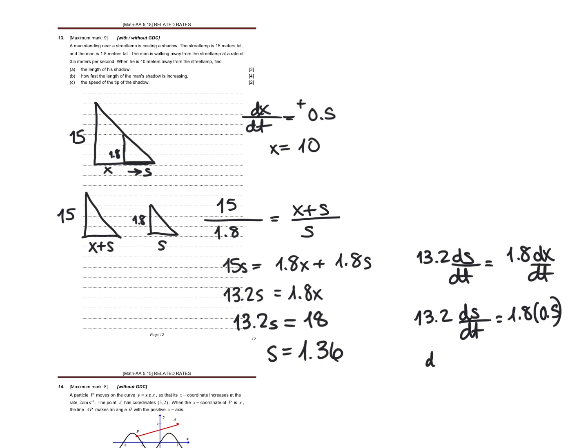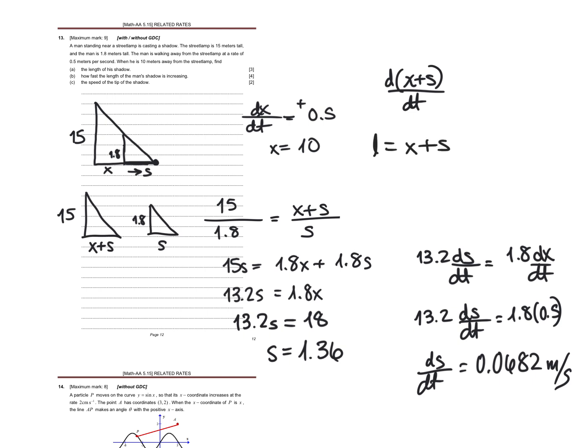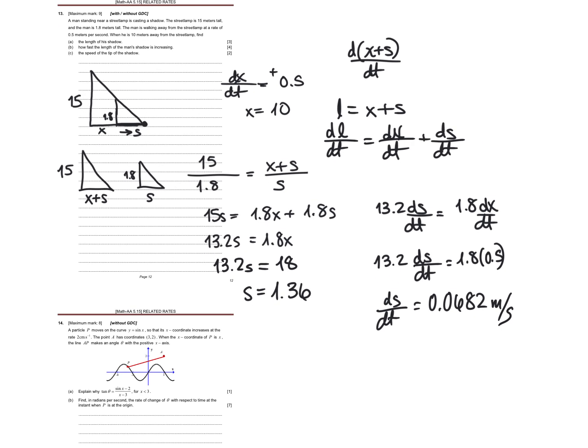So that ends up being ds/dt ends up being 0.0682, and that's meters per second. The speed of the tip of the shadow. So we want the speed of that, the rate of change of that. So we want d(x plus s)/dt with respect to t. So we know this length on the bottom equals x plus s. So the rate of change of that is going to be dx/dt plus ds/dt. So we're going to have dx/dt is 0.5 plus what we just found.